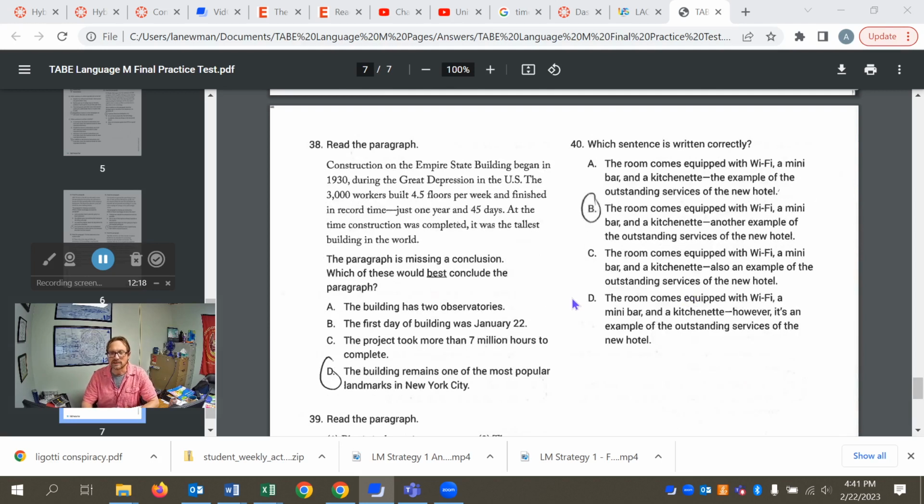Okay, last one. The sentence that is correct is B. The room comes equipped with Wi-Fi, a mini bar, and a kitchenette. Looks like we have commas placed in the right position. Another example of the outstanding services of the new hotel. And so we have a hyphen and then a concluding phrase there. Some of the others here use this hyphen as incorrect punctuation between clauses.